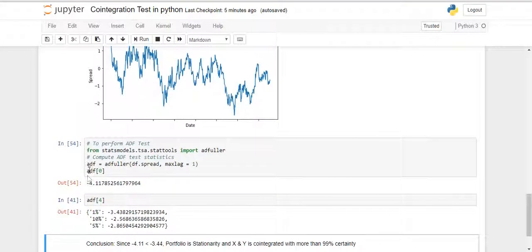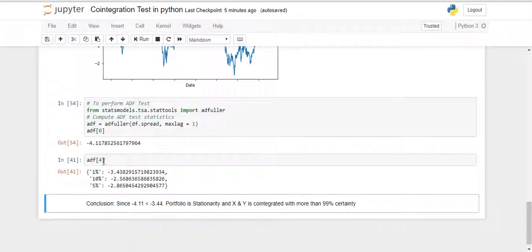So what we did for the ADF test, how you need to do it: you have to import the adfuller module from statsmodels.tsa.stattools, and this is what you need to compute the ADF statistics. Now the ADF statistic is showing -4.11. These are the critical values for 99%, 90%, and 95% probabilities. So we got the ADF value as -4.11.